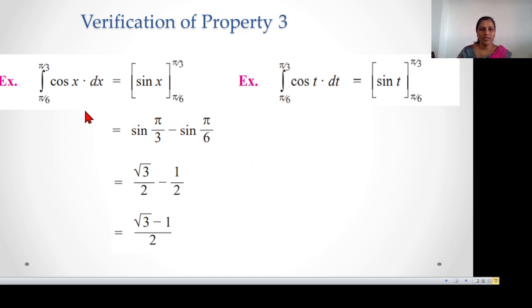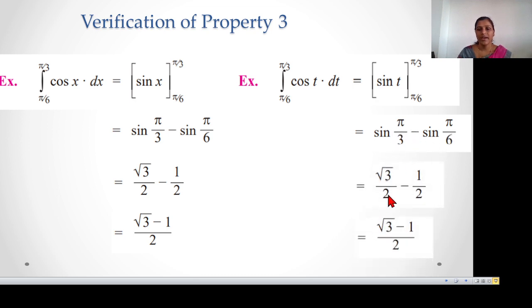Now, the same example we will solve by changing the variable x to t. So this term appears, the integral of cos t is sin t, and we will apply the limits to the same term, that is sin t. By putting the values of these two terms, we get this step, and the final answer will be root 3 minus 1 divided by 2. So in both cases, we get the same answer. So these two integrals are equal. So our property number 3 gets verified here.